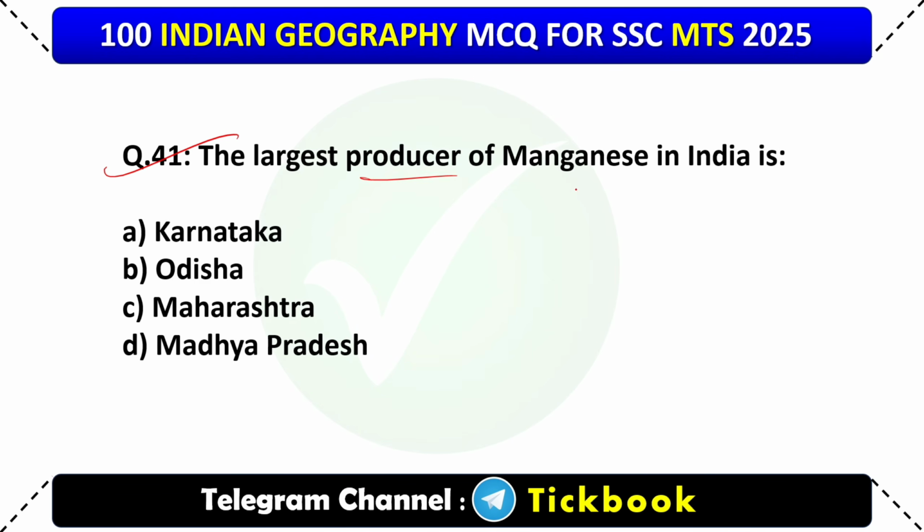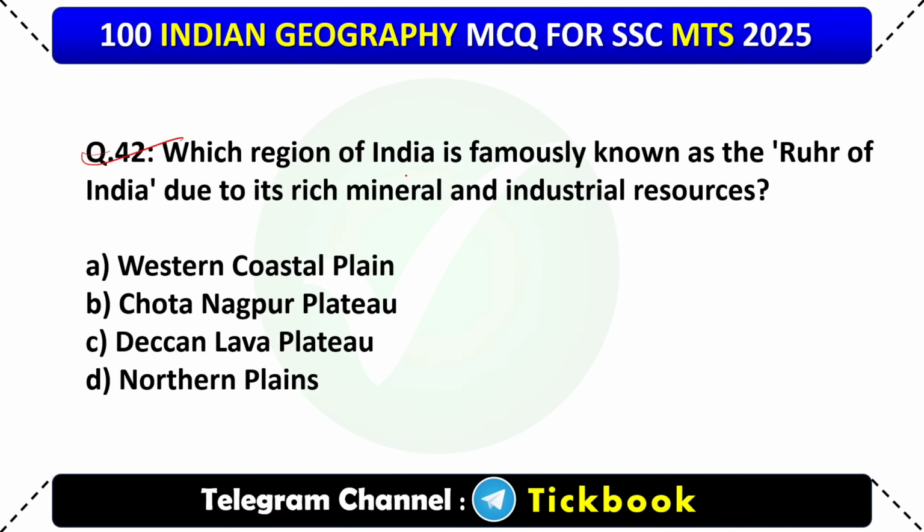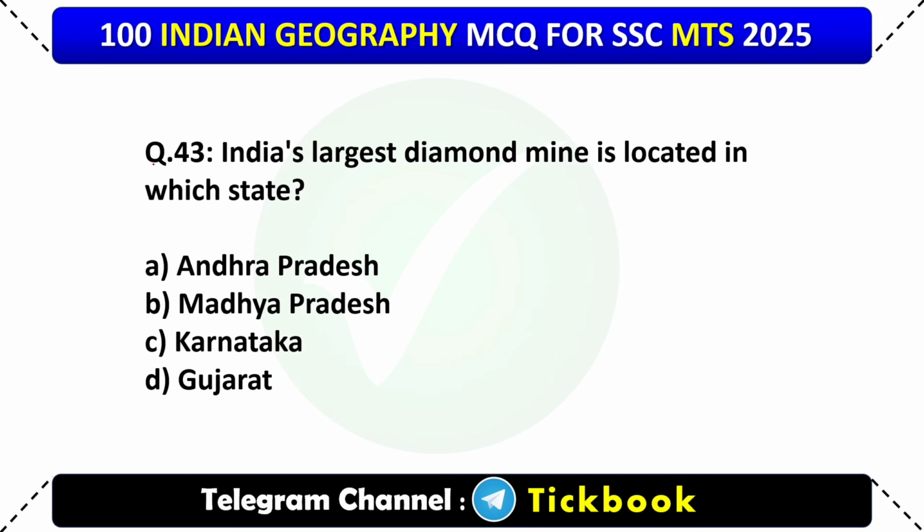41. The largest producer of manganese in India is. Option number B, Odisha. 42. Which region of India is famously known as the Ruhr of India due to its rich mineral and industrial resources? Option number B, Chotanagpur Plateau.